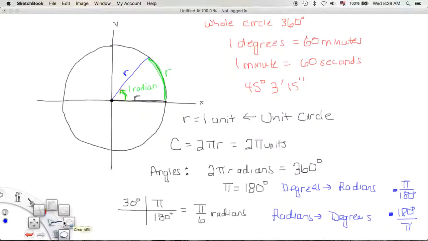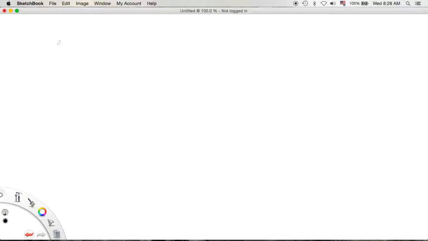So let's try a couple just to make sure we've got it. Let's say we've got 45 degrees, we want to go from degrees to radians, which means we want the degrees to cancel. So that goes in the bottom and the radians are left. And then we just simplify it and we see that 45 degrees is pi over 4 radians. Or let's say we have pi over 3 radians and we want to change that to degrees.